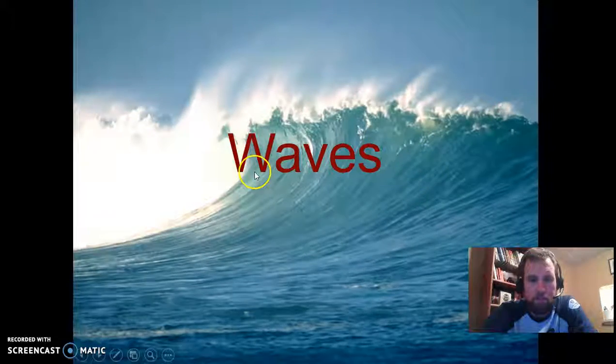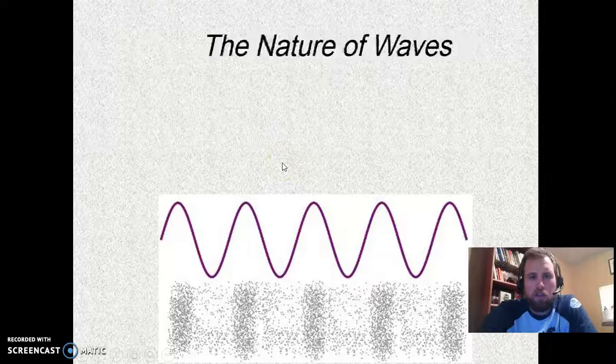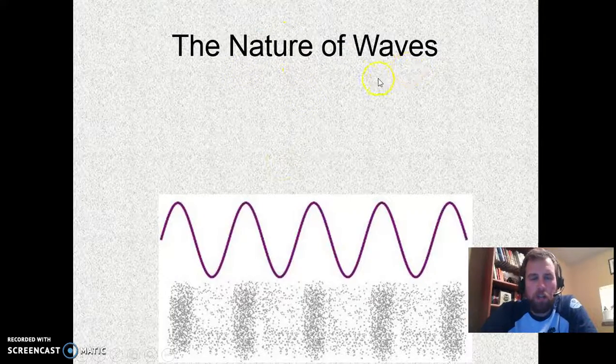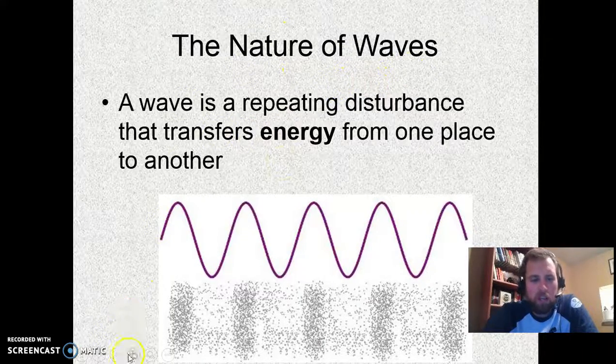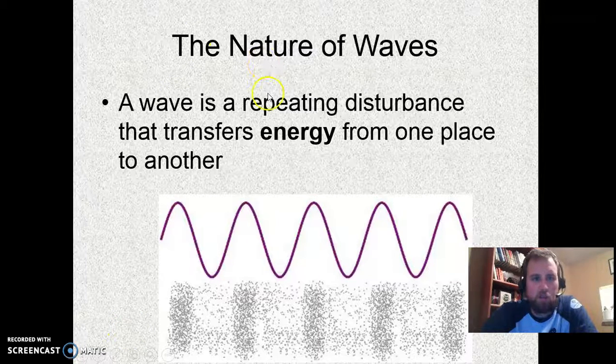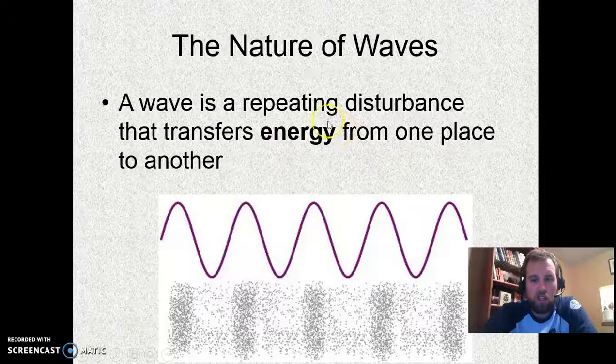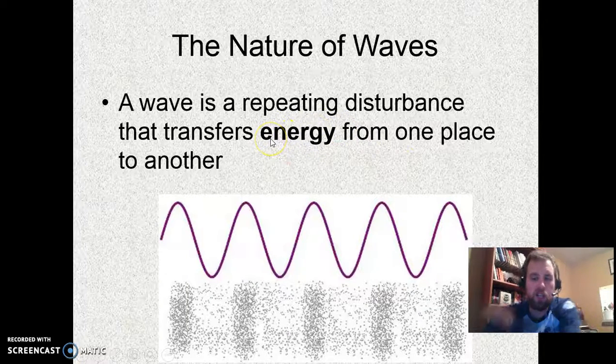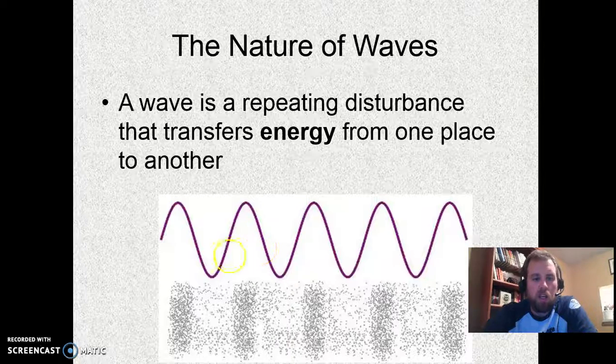So waves. All right, so first definition you guys need is what is a wave? A wave, everyone, is a repeating disturbance that transfers energy from one place to another. Keyword here you can see in bold here is energy, that waves transfer energy. So make sure this goes in your notes.